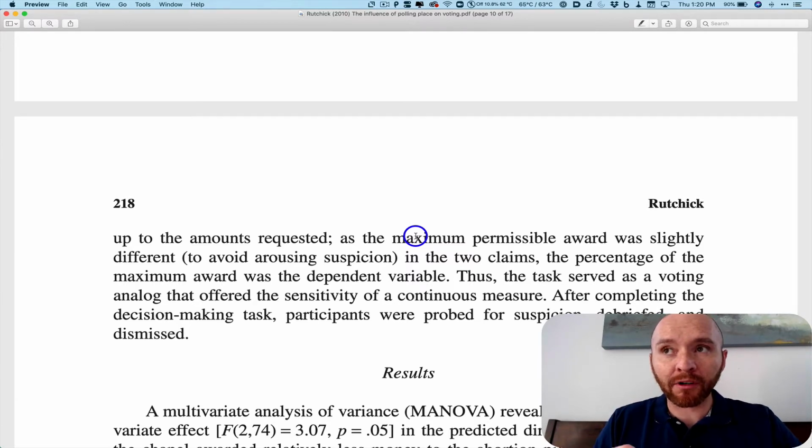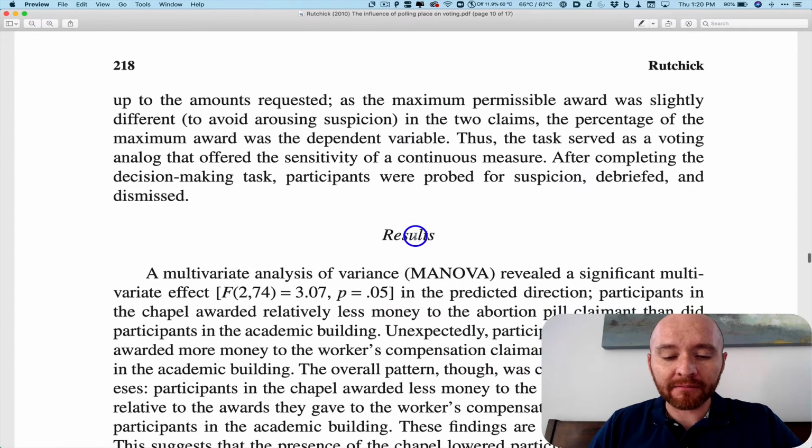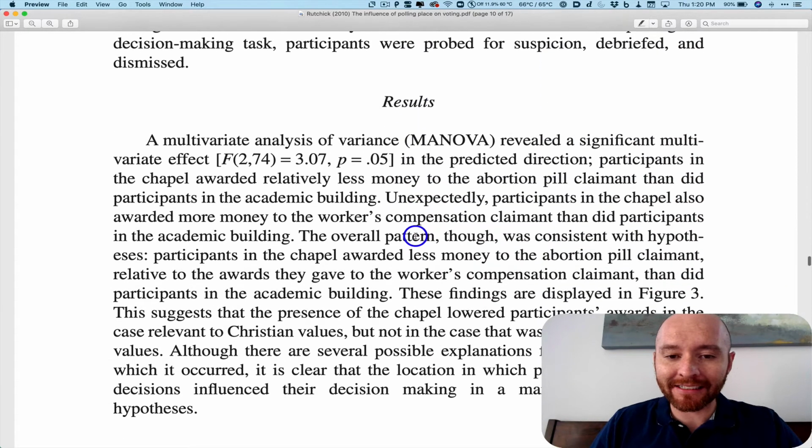The lit review is important in terms of understanding the previous literature, but what you really care about in terms of writing your own lit review is what this study found, right? When you include this study in your lit review, you're not telling me who they referenced. You're telling me what did they find? What did Rutchick find in his study? The results section, read through it, but don't get too stuck on understanding the analyses. I would skim this section.